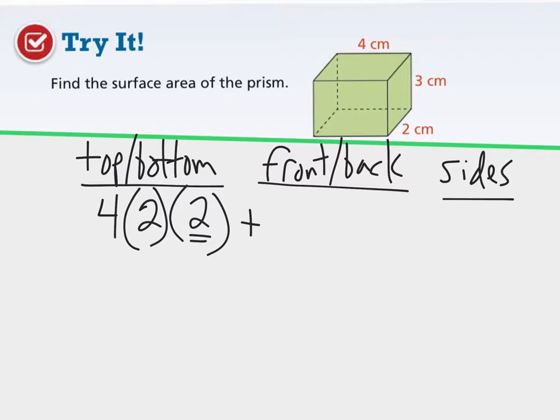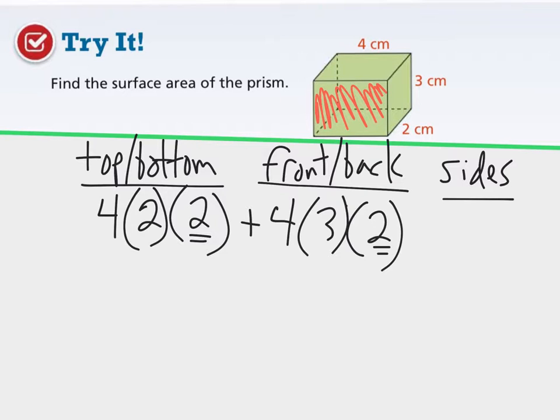We've got the front and back. I'm going to consider the front to be this rectangle here. So dimensions of that would be 4 and 3. So 4 times 3 would be one of them. And then we could take that times 2 because we have 2 identical, front and back.